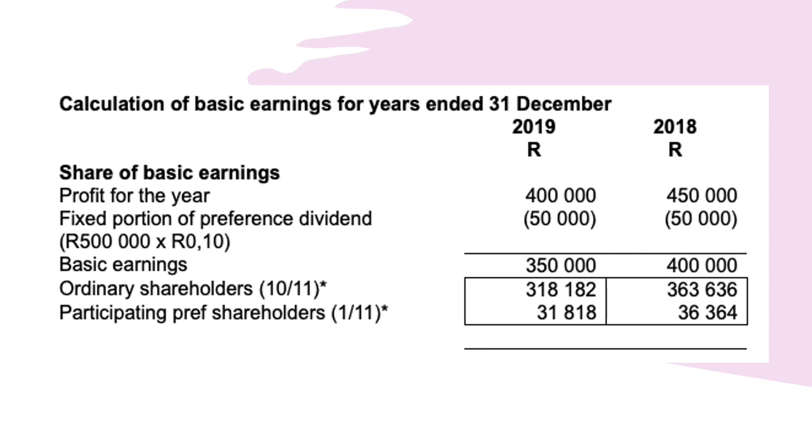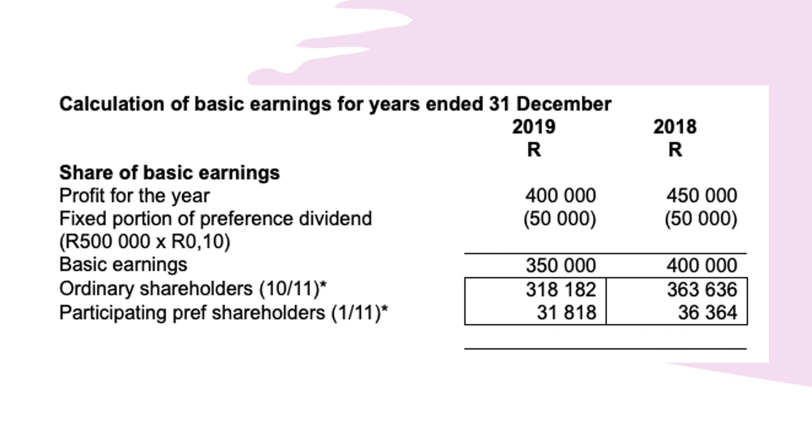We know that there were 500,000 participating preference shares in issue throughout the year, and the fixed dividend amounts to 10 cents per share. Therefore, the fixed portion of the preference dividend amounts to 50,000 Rand. That then gives us basic earnings of 350,000 Rand. Now we have to do the split of basic earnings between the ordinary shareholders and the participating preference shareholders.